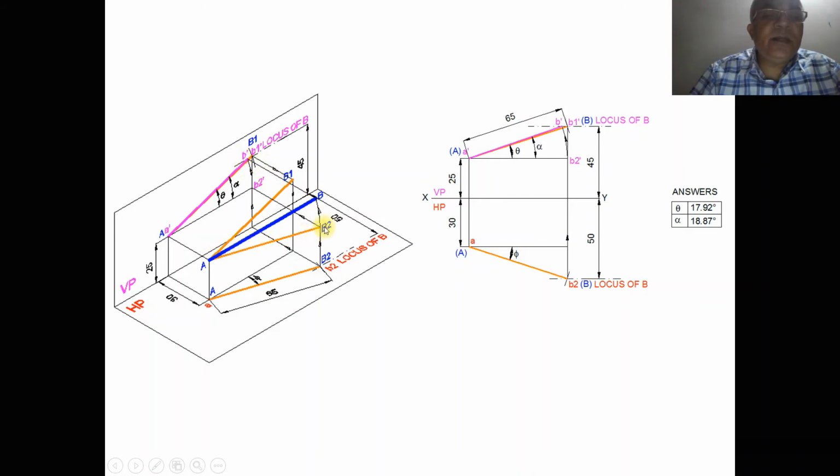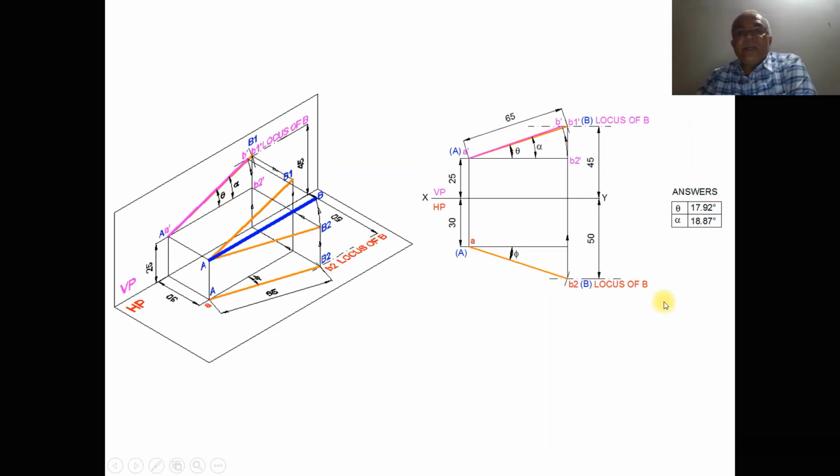Capital AB2 is the top view which is in space. When it is projected, you get A dash B2 dash. As I rotate capital AB2, the image A dash B2 dash also starts rotating until B2 dash touches the locus of B in the front view, which is 45 mm above HP. So with A as center, taking the radius of AB2, rotate it so that B will be above HP by 45 mm. Join A dash and B dash with a dark line. The apparent inclination with respect to HP is alpha, and the true inclination with respect to HP is theta.